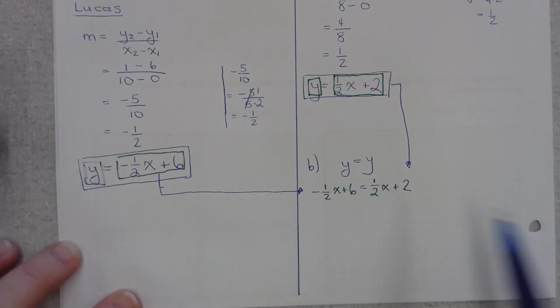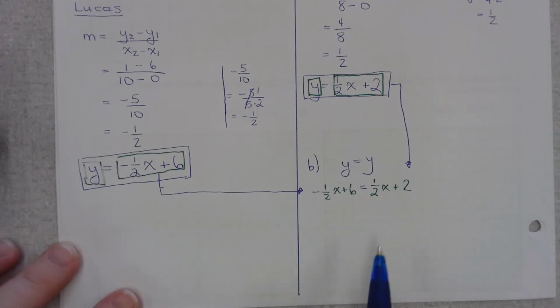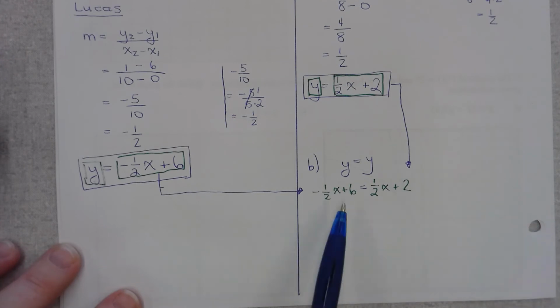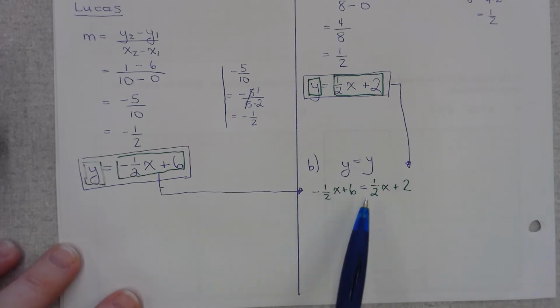Well, now I have an equation in terms of x's, and I know x is my time, so I can just solve. So here I have negative 1/2 x plus 6, and here I have 1/2 x plus 2, and I need to get x's on one side and numbers on the other, so it just goes back to solving equations, which we did last unit.